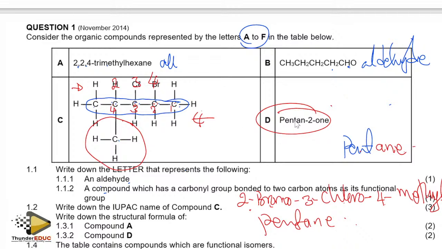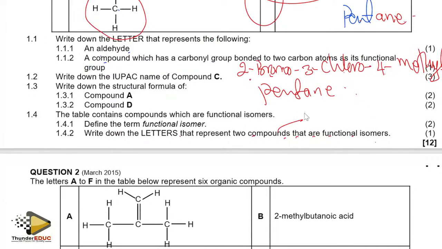Yeah, this is 5. Remember, pentane. So what about this? This is a ketone. Ketone, we saw it. And then this is an aldehyde. So it means that it's going to be B and D. So the answer here becomes B and D.